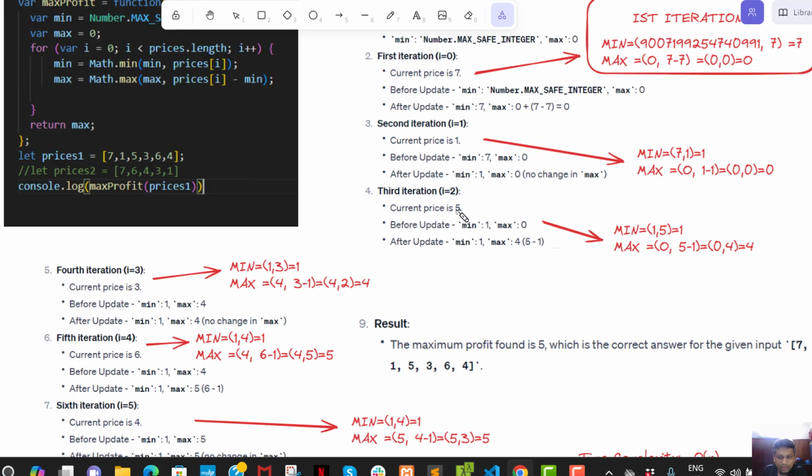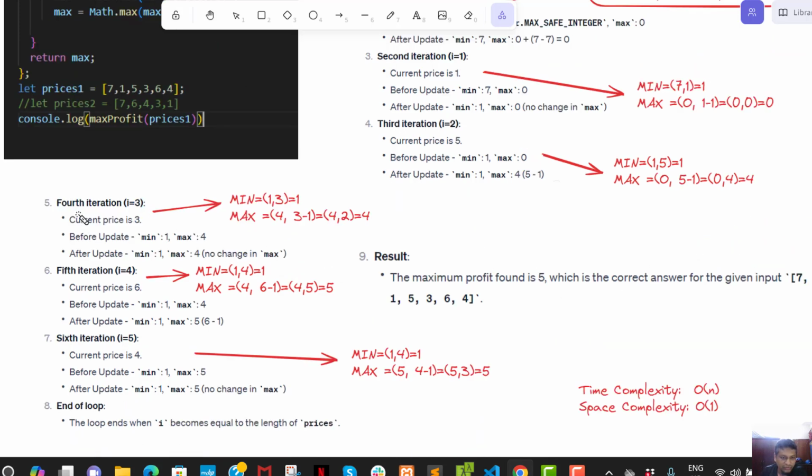Okay, so in the next iteration, what is happening? Now the number is 5. Min is 1. Between 1 and 5, 1 is the minimum, and max is still 0. The current number 5 minus min 1 is 4. So between 0 and 4, 4 will become the maximum. So up to this iteration, the maximum profit is 4.